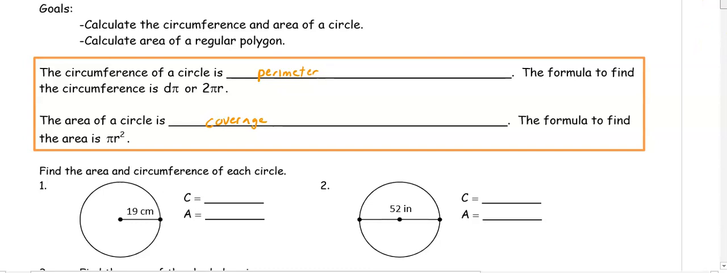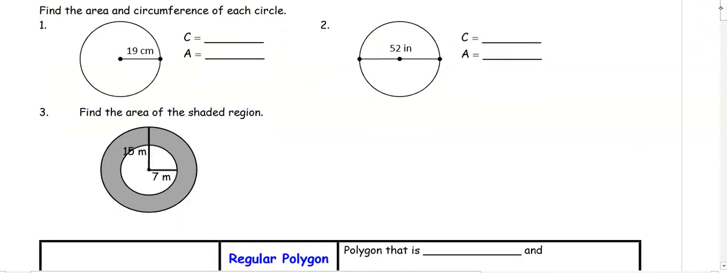So in number one, we have a circle with a radius of 19. So the circumference is 2 pi times 19, which would be 38 pi centimeters. The area, we need to square our radius, so it'd be pi 19 squared. When we do 19 squared, we're going to bring that in front of the pi. So we get 361 pi centimeters squared.